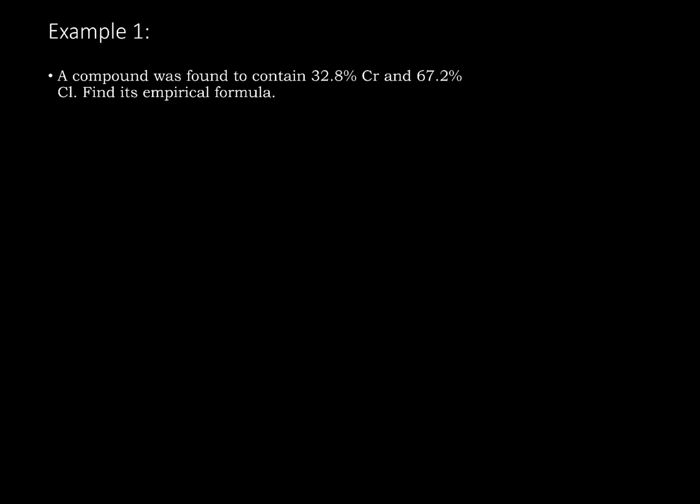Now that you've noted down the steps, let's use those steps and try to solve a couple of examples. So this first example says a compound was found to contain 32.8% chromium and 67.2% chlorine. Find its empirical formula. Now, I would like for you to have your steps handy so that every time I mention step number 1, 2, 3, or 4, you know which step we're at and what exactly is being done on the screen. And so what you're going to do is rewrite the percent figures as grams. Now, what does that mean?